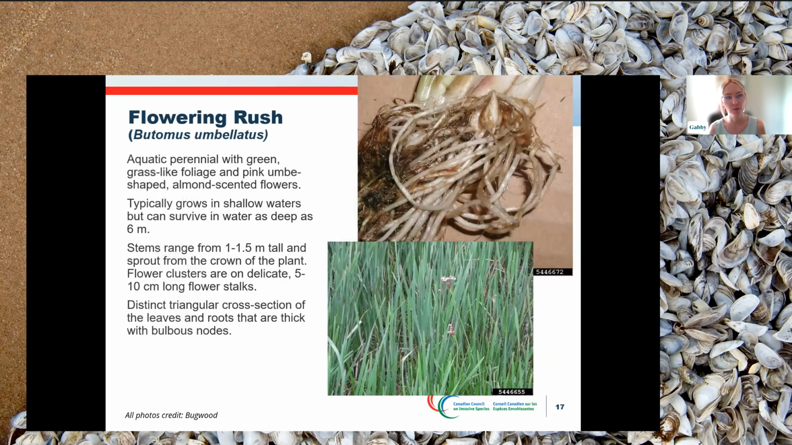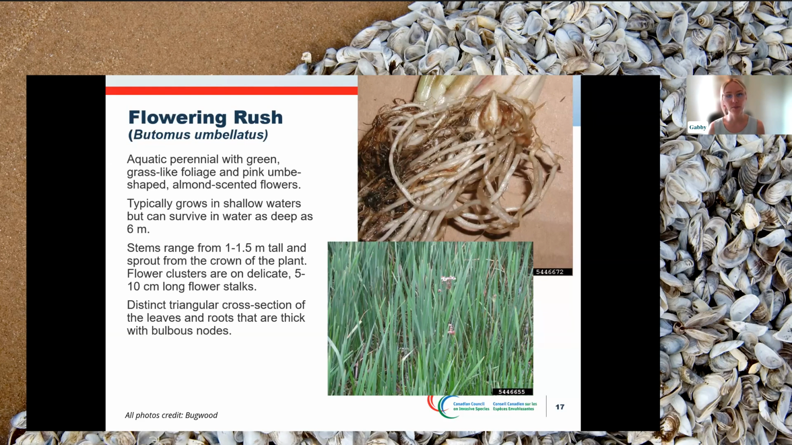Looking at the roots, it's hard to see, I guess, but essentially two key ways to identify it: take a cross section of the leaves or roots, and it has a triangular shape to it. So that's something to look for. The stems can be about 1 to 1.5 meters tall, and then the flowers themselves are that pretty pink color that we saw in the previous photo. They apparently have an almond scent, and they're in an umbrella shape. So that's something to look for when you're out.